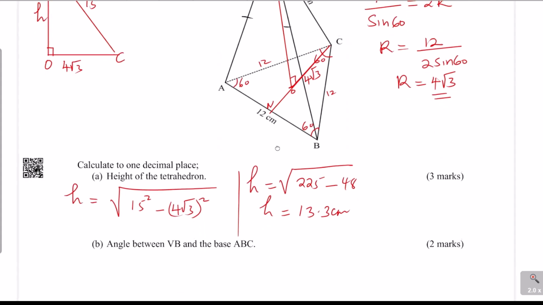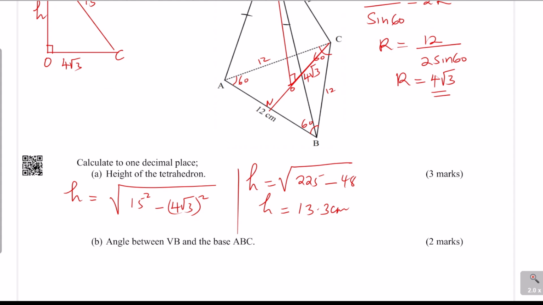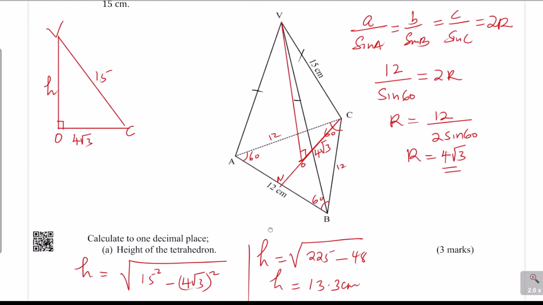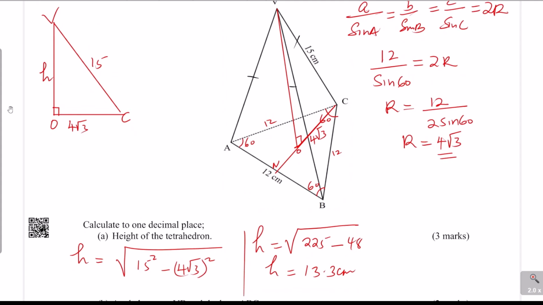Let's go to part 2. The angle between VB and the base ABC. So let us identify VB. You can see VB is here, and then the base ABC. So that will be the angle between VB and the base. We need to get the projection of VB on the base.